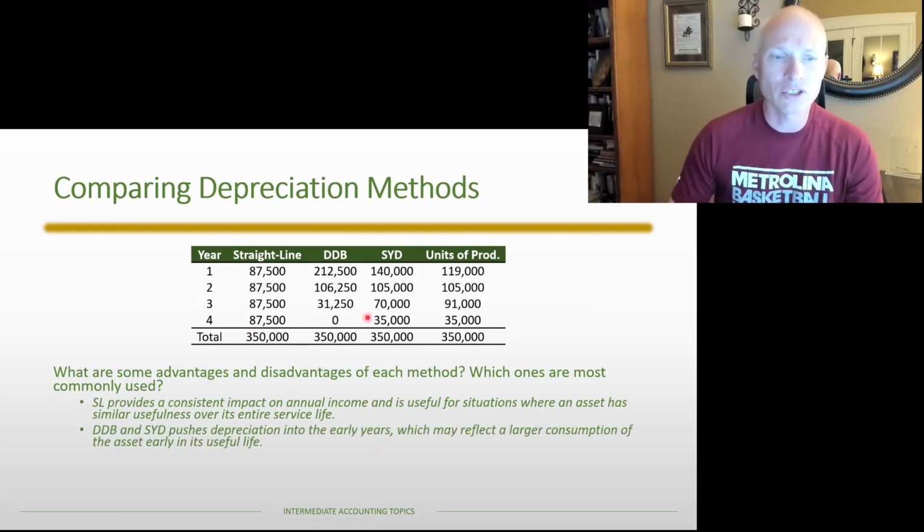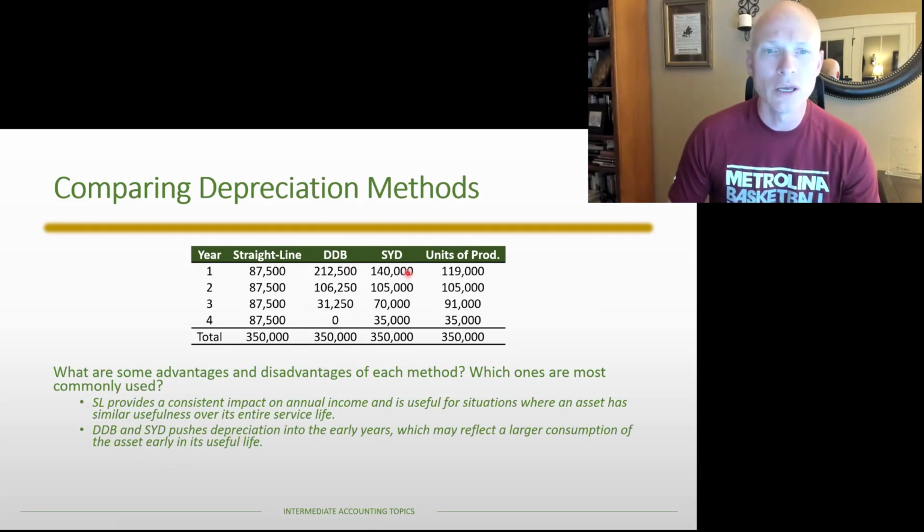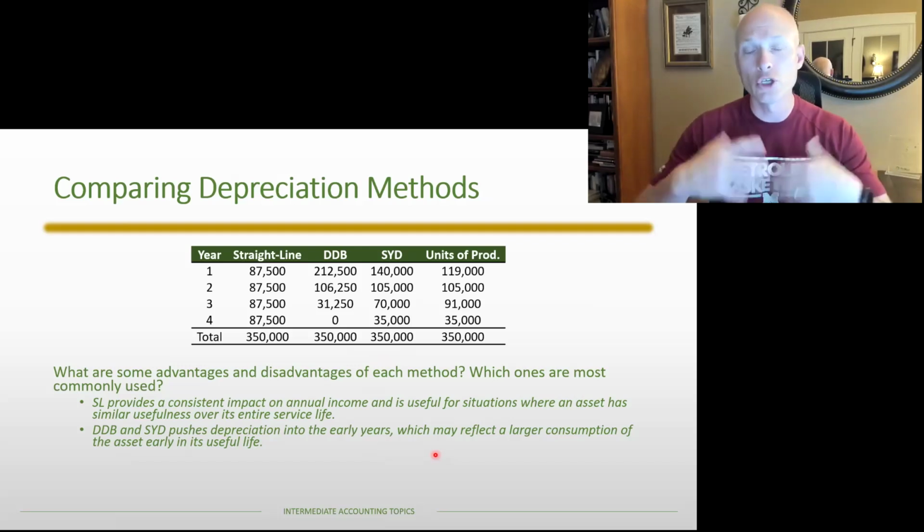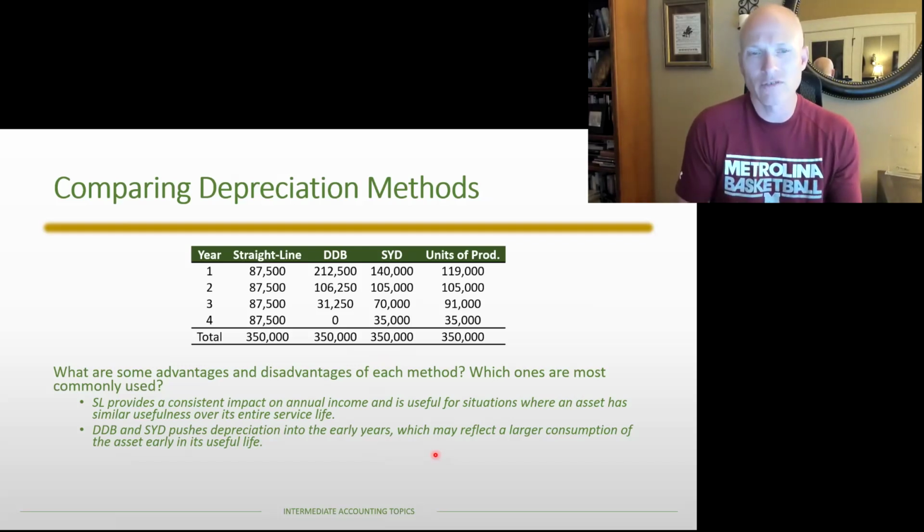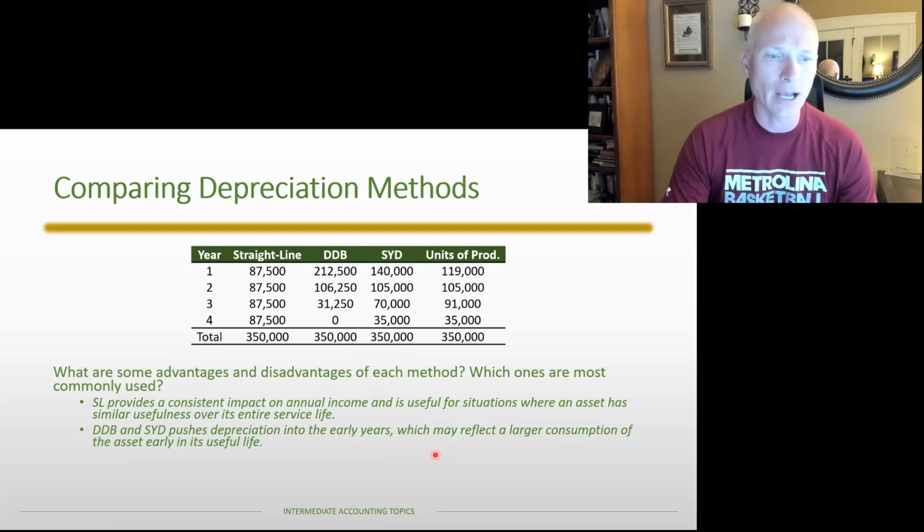Double declining balance and sum of years digits are both accelerated methods. And so you can see that there's more depreciation early on in the life of the asset and less depreciation later on in the life of the asset. And again, that could be appropriate when you're consuming or using up the value or the cost of that equipment more early on in the life of that asset.